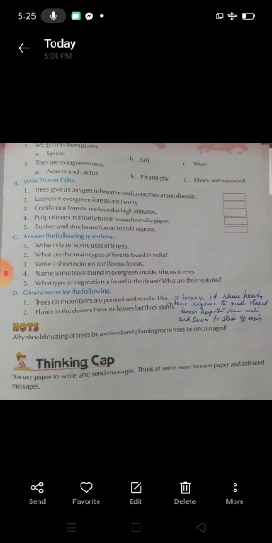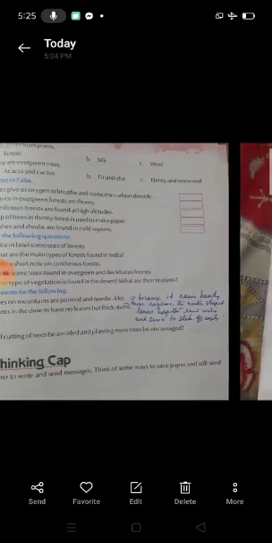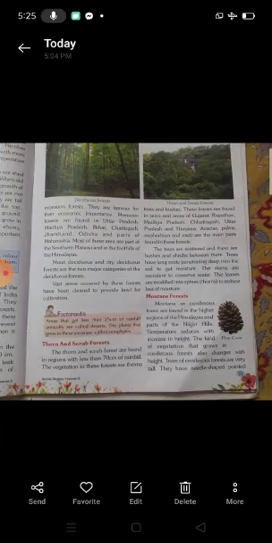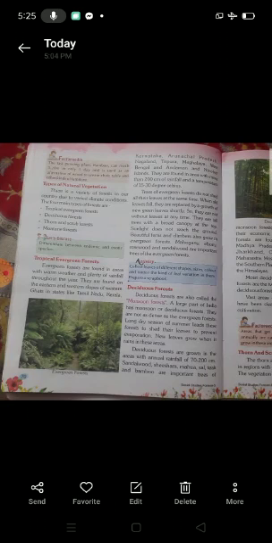Now next question, what are the main types of forest found in India? What are the different types of forest we can see in India? The answer is there on page number 70. You can see on the left side, first paragraph, types of natural vegetation. You can see 4 types of forest: tropical evergreen forest, deciduous forest, thorn and scrub forest, and montane forest. These are the different types of forest found in India.